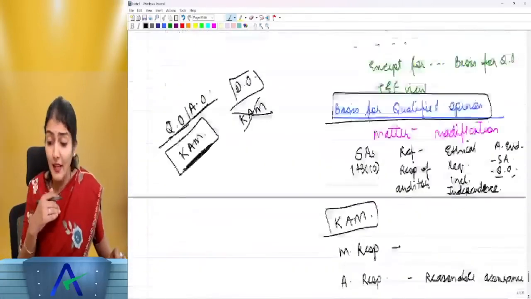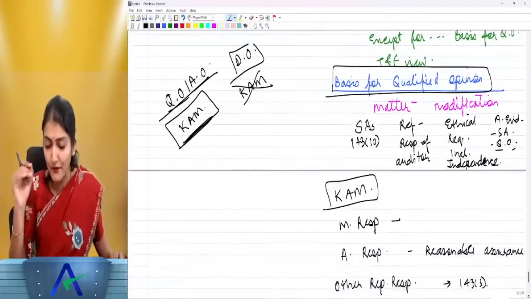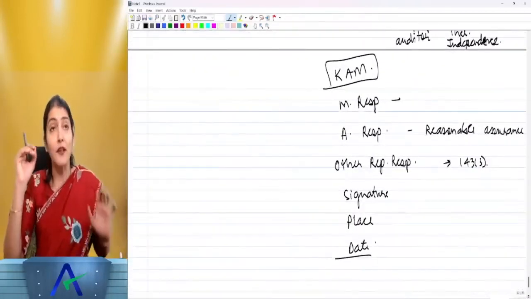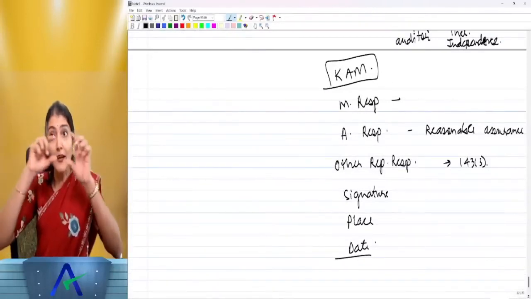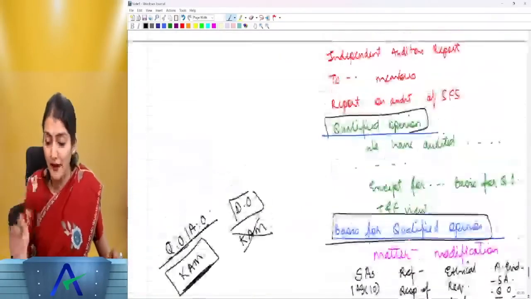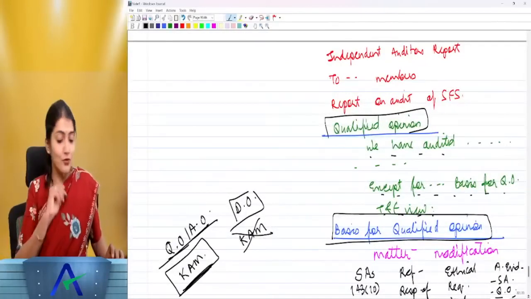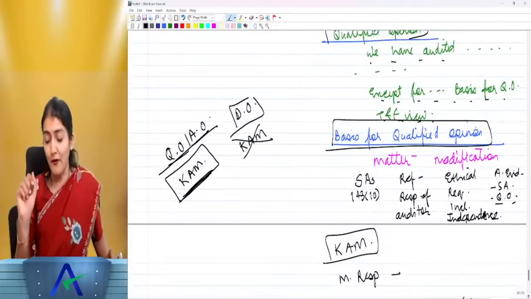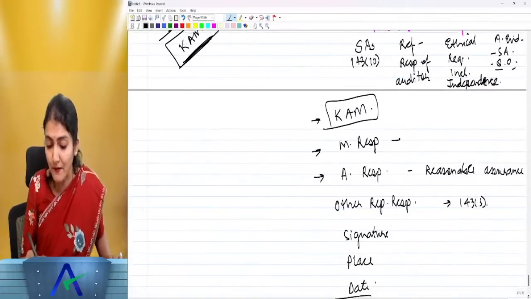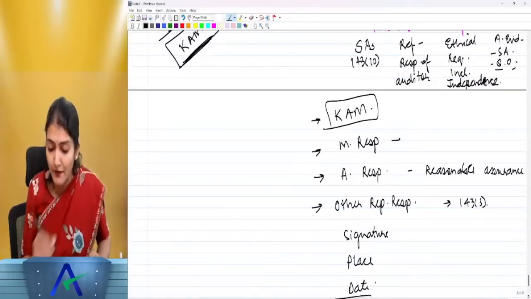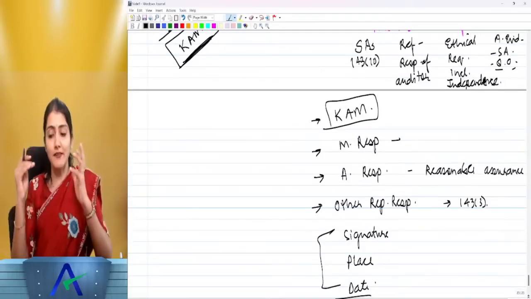What are these? These are the elements of the audit report in case of a qualified opinion. Are you understanding that? Title, addressee, qualified opinion, basis for qualified opinion. And in the qualified opinion, what do you write down? We have audited, and except for the effect of the matters, the financial statements give a true and fair view. Then the basis for qualified opinion, the matter which gave rise to the modification. Then key audit matter, management's responsibility, auditor's responsibility, other reporting responsibilities. And then you have the signature, place, and the date.